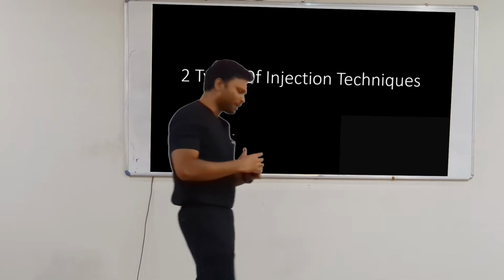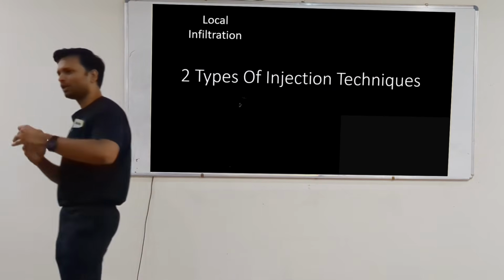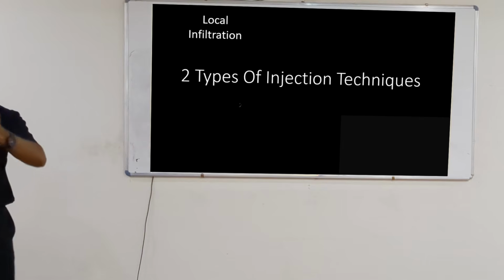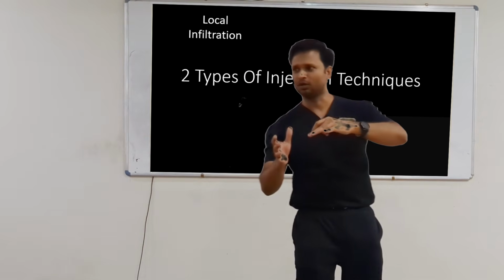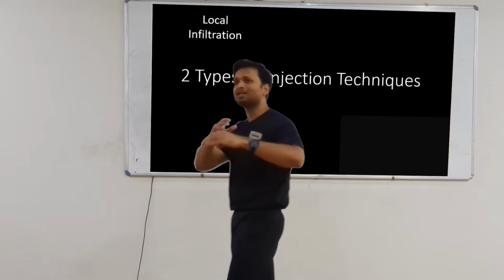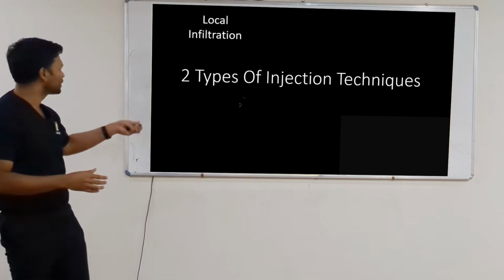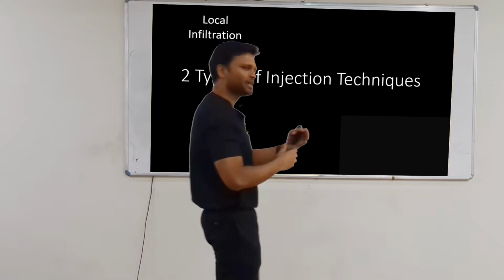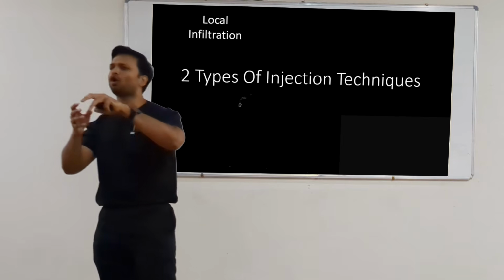Basically, in our practice, there are two types of injection techniques. One is local infiltration. ऐसे तो textbook में पढ़ोगे, there are three types of techniques: local infiltration, field block, and nerve blocks. Okay, but what we give as local infiltration, they are actually field blocks. But that is fine. We can call it local infiltration.